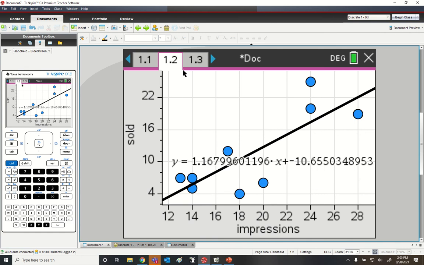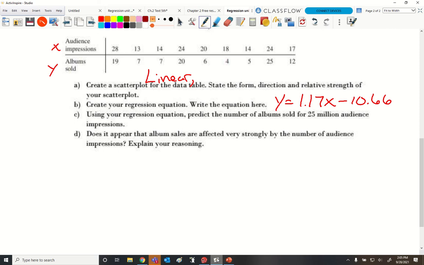Now I have my equation on there, and I'm looking at my line. And my line, reading it from left to right, it's going which way? Up or down? Up. So that helps me out because it tells me my direction. This is going to go up. And relative strength, R, is about 80%, right?